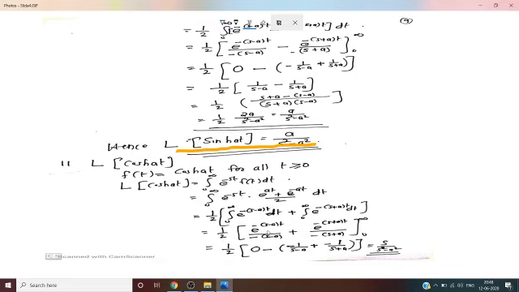When we give infinity to t, we get e raised to minus infinity, that is equal to 0. Here also e raised to minus infinity is 0, that is 0 minus. When we give 0 to t, we get e raised to minus s minus a into 0, that is e raised to 0, that is 1. That is minus 1 by s minus a plus minus 1 by s plus a. Solving, you will get s by s square minus a square. That is, Laplace transform of cosh at equal to s by s square minus a square.